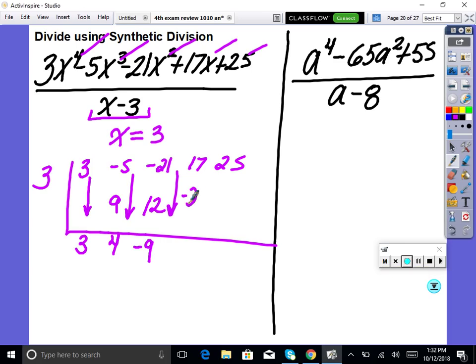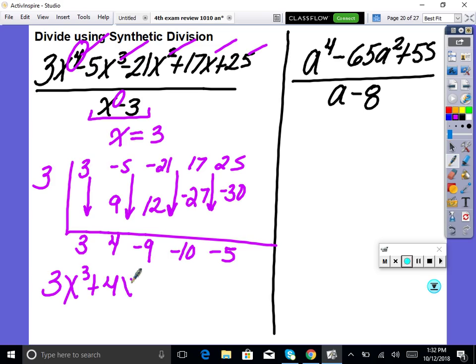So then we have negative 27, and we add straight down, we get negative 10, and then negative 30, and we add straight down, and we get negative 5. So then degree 4 was divided by degree 1, making it degree 3. So 3x cubed plus 4x squared minus 9x minus 10, and then our remainder is negative 5, so minus 5 when we divide it by x minus 3. So that'd be our answer.